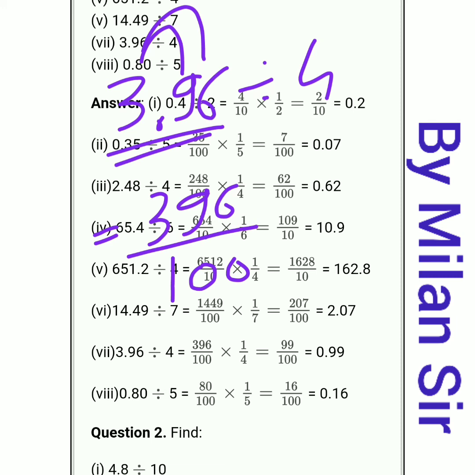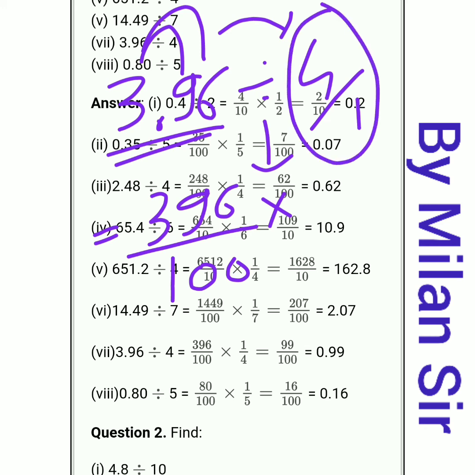Now we need to convert this division into multiplication, so here we need to put a multiplication sign. Here we do not have any denominator, so we can write 1, and we need to take the reciprocal of 4 by 1. The reciprocal of 4 by 1 is 1 by 4, right?